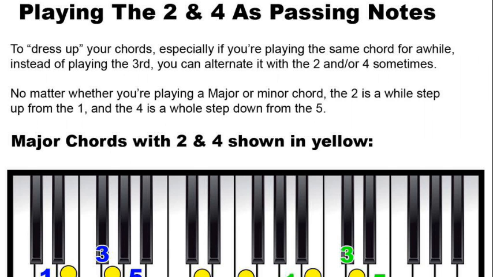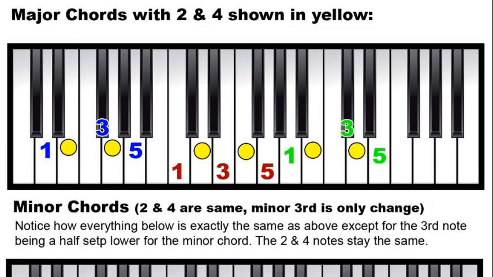Now here's how to start playing passing notes when you're playing regular chords, to start sounding like a pro. If you're playing a major chord, a 1, 3, 5, like a C chord, you can just keep playing that chord over and over, but it starts to get boring and it doesn't sound that great after a while if you're not changing anything. So the second note of the scale is a whole step above the 1, and the 4th note of the scale is a whole step below the 5.